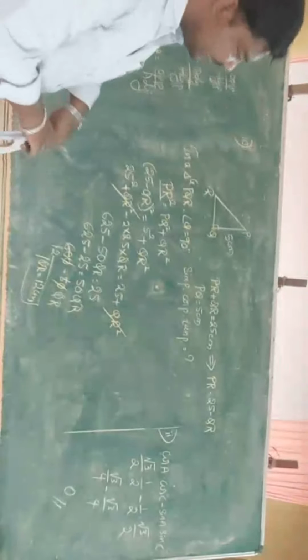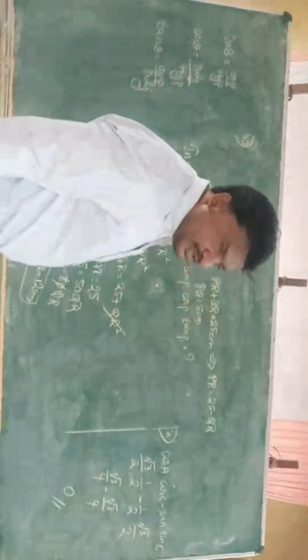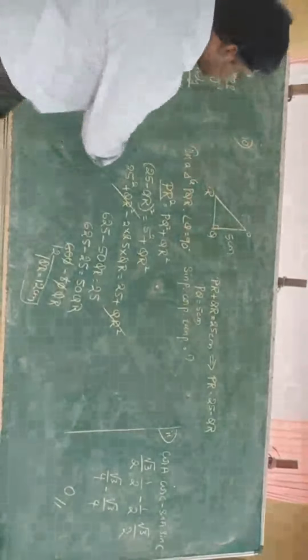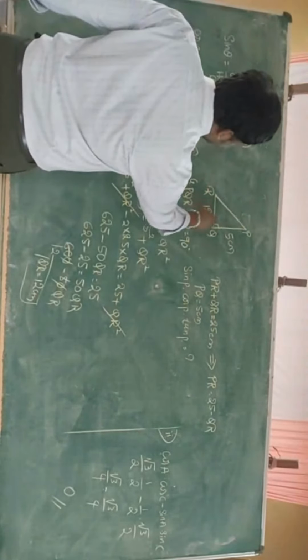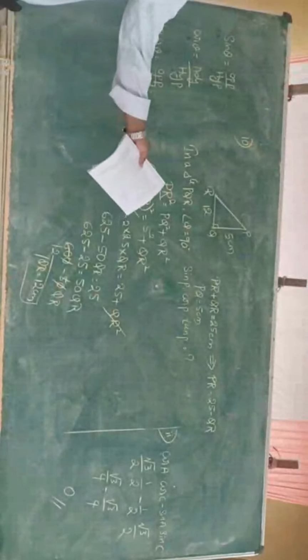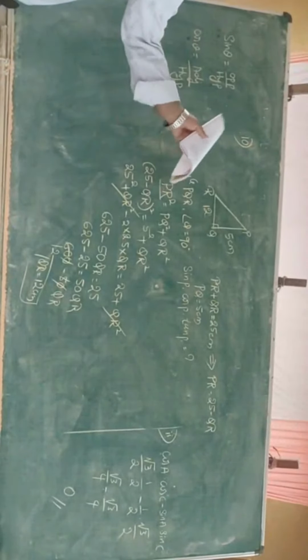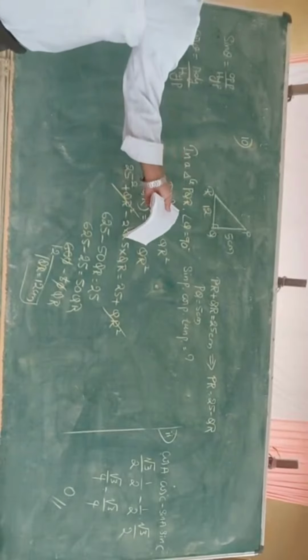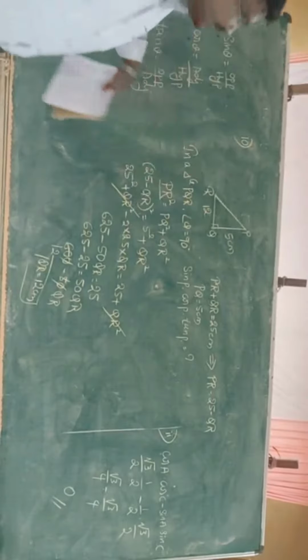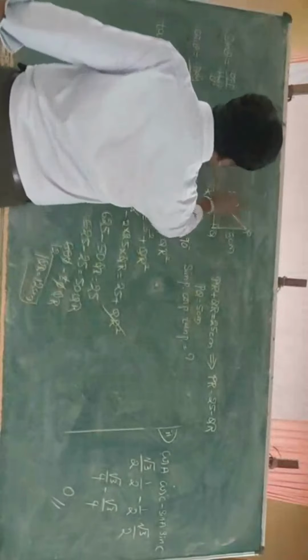What is given? See, PR plus QR is equal to 25 centimeter. One side is 12. QR is 12 centimeter. Then what about PR? 25 minus 12, how much? 13 centimeter. So PR is 13 centimeter.